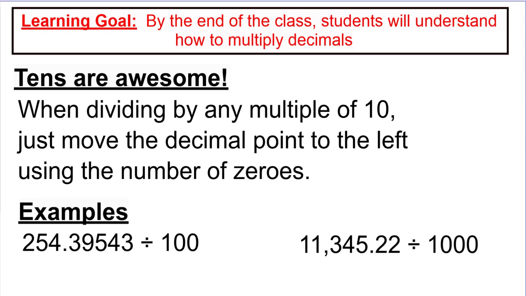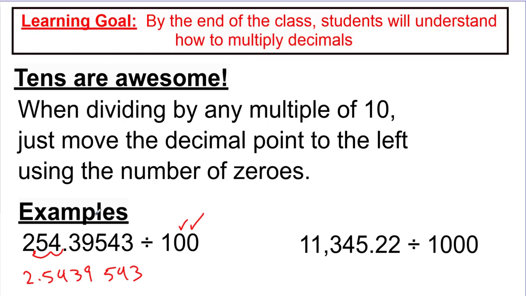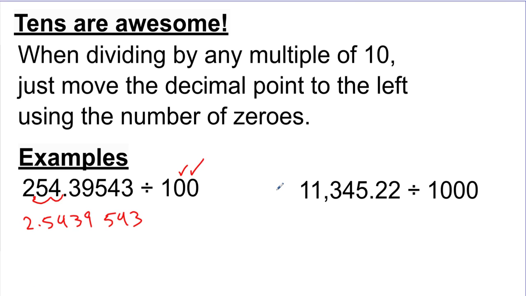So again, here's what we mean. This has 2 zeros. That means I'm going to move this 2 places to the left. I'm going to put a decimal point right there and say 2.5439543. So whenever we're dividing by a multiple of 10, like 100 or 1,000 or 1,000,000 or 1,000,000,000, we don't have to worry about all of the tediousness that we had to deal with in these types of problems, because the whole system is based around 10 and things always work out really nicely.